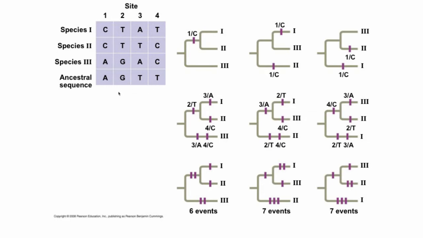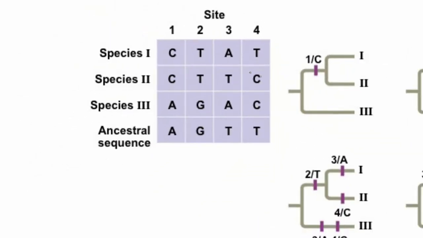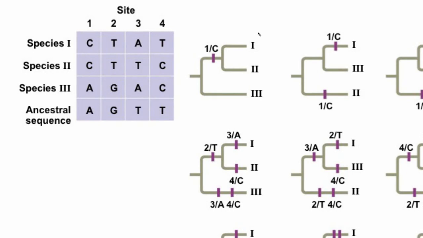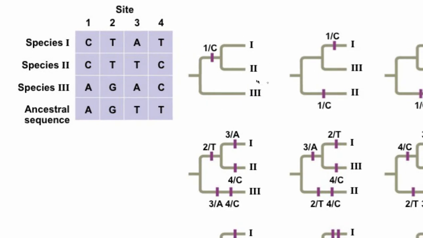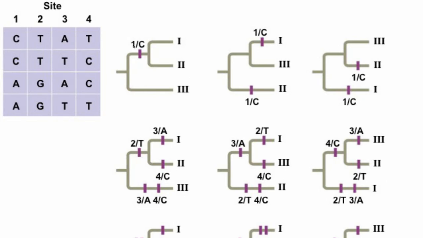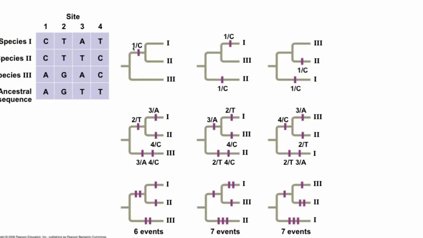Okay, so let's look at this first site. Species 3 has the same nucleotide at site 1 as its ancestor. Species 1 and 2 have that site changed to a different nucleotide. And so that is what this first phylogenetic tree is illustrating here. At site 1, we have 1 change to C, with the outgroup here being species 3.